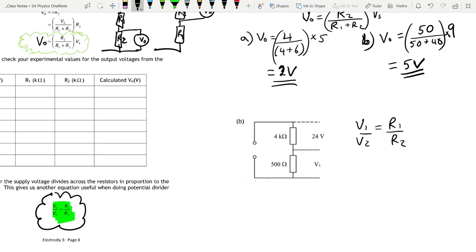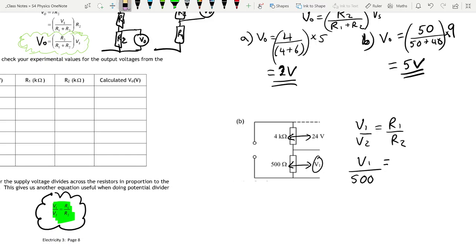So for example, I've just taken this one from the question booklet as well, we can use V1 over V2 equals R1 over R2. The thing you need to remember with this is the fact that V1 is attached to that one, that's R1, and that one is attached to that one. So they will be the same number. So in this case, we're finding V1.